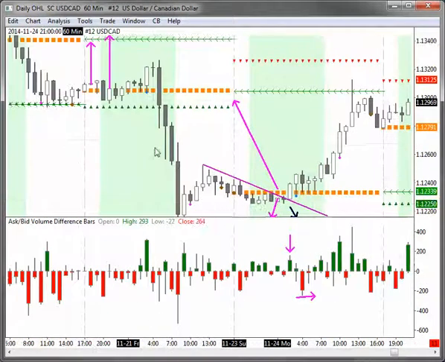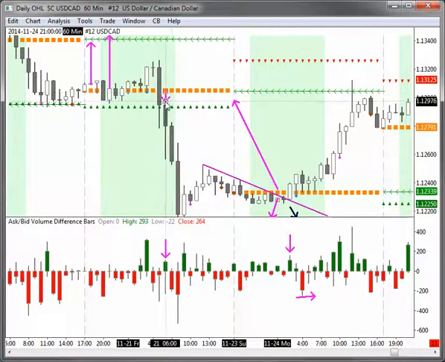And I think we saw this here, right? We close up. This bar is down, but we're closing above it. And then the next bar comes and closes down, so price catches up to the ask bid volume difference bar here. And here's the one I think I was trying to remember. This bar was up, the ask bid volume difference bar was up, but price was closing down. And why?